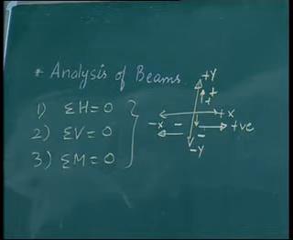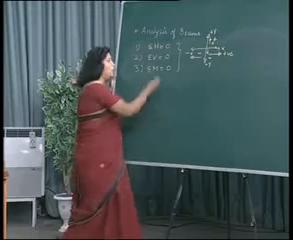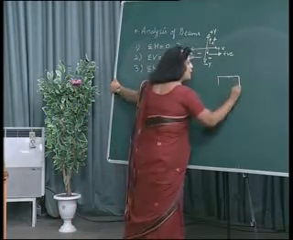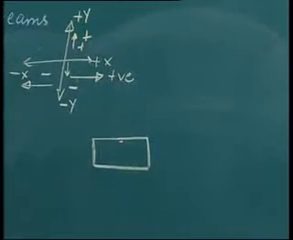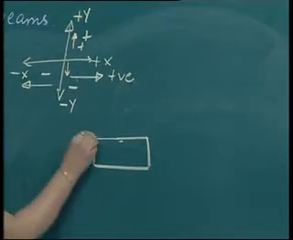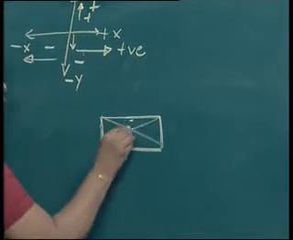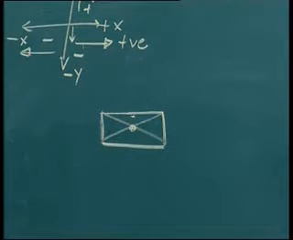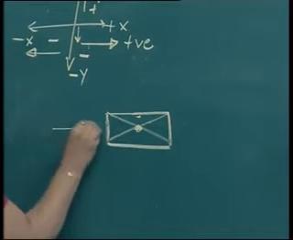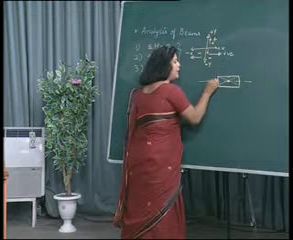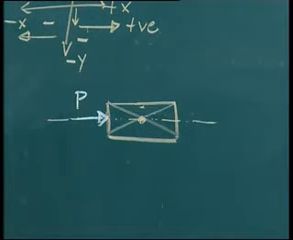Now we come to the third condition, that is sigma moment equal to 0. If you recall our last lecture, I discussed how a moment is produced. We consider a rectangular block. To find the CG of this block, it can be obtained by the intersection of diagonals. Suppose this is the point where we get the center of gravity. A line passing through this center of gravity is called the centroidal axis. If a force acts along this axis, we call that force an axial force.